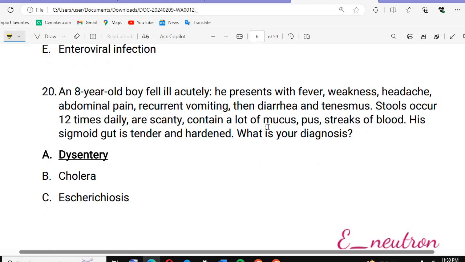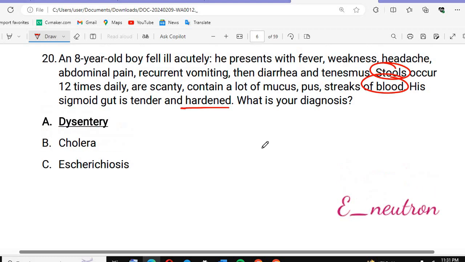Dysentery. This one, from our Krok 1 point of view, we already covered everything about dysentery, and I will share images for rapid revision so you will be able to understand it, not a big deal. If you are getting abdominal pain, recurrent vomiting, then diarrhea and tenesmus, with stool occurring 12 times daily containing a lot of mucus and streaks of blood, and the sigmoid gut is tender and hardened. This is just for your recall.